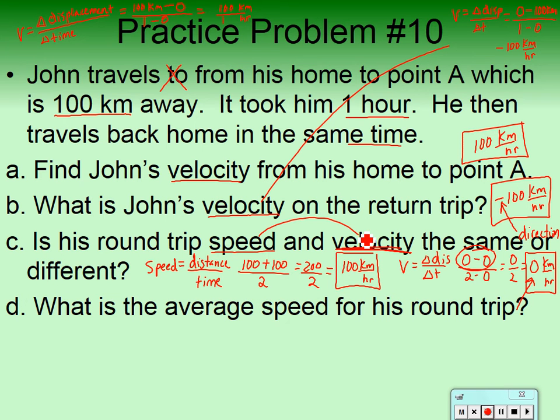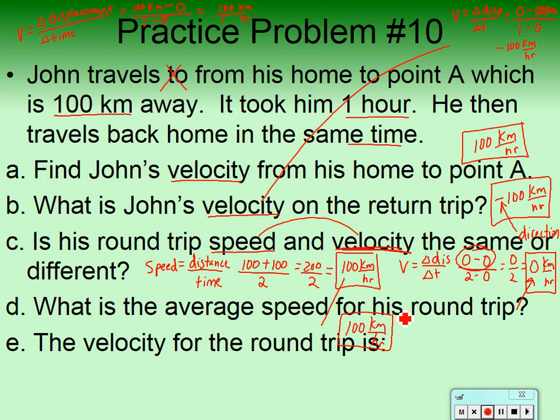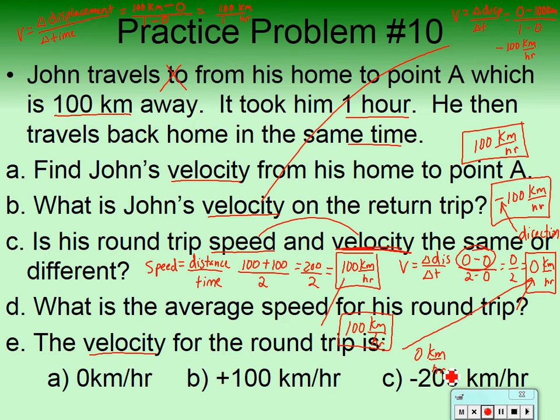Okay, let's go to part D. What is the average speed for his round trip? Well, we kind of just answered that, right? His average speed for the round trip is 100 kilometers per hour. Okay. Part E. What is the velocity for the round trip? The velocity for his round trip, we solved up here as well, was 0 kilometers per hour. Oh, I guess it was a multiple choice question. So the answer to part E would have been A, 0 kilometers per hour. So hopefully you see there's a big difference between speed and velocity and how they're defined and calculated.